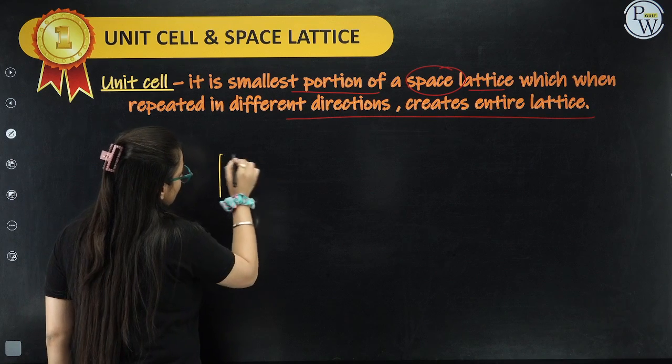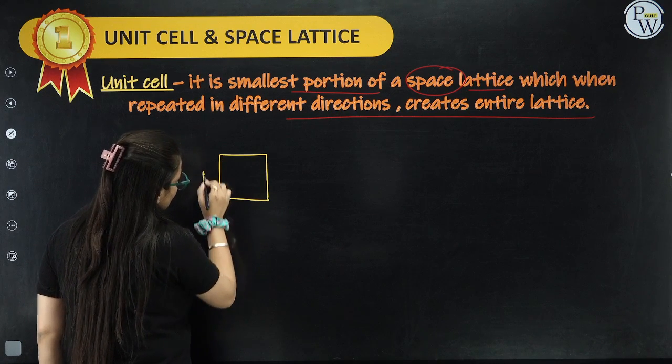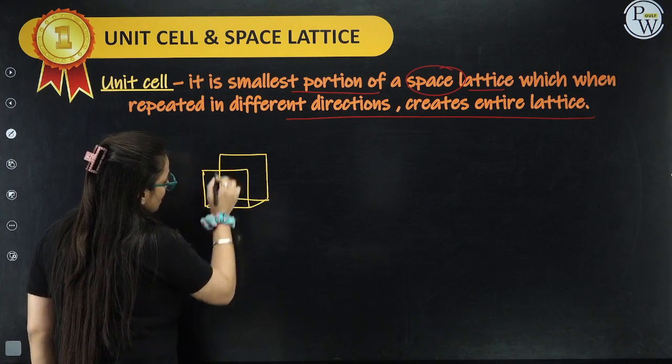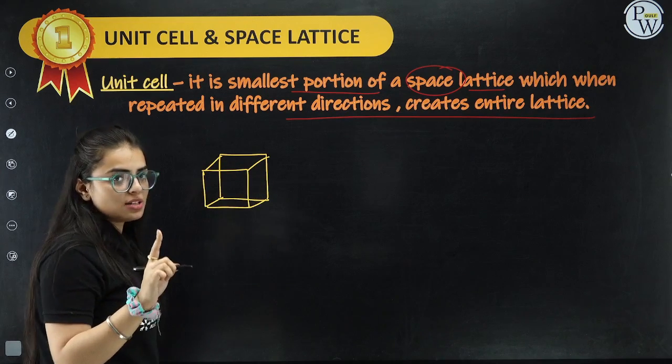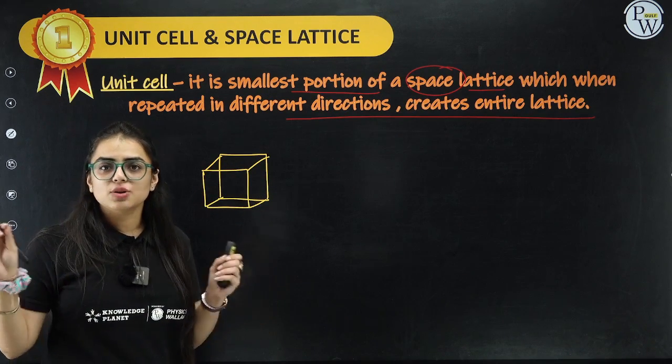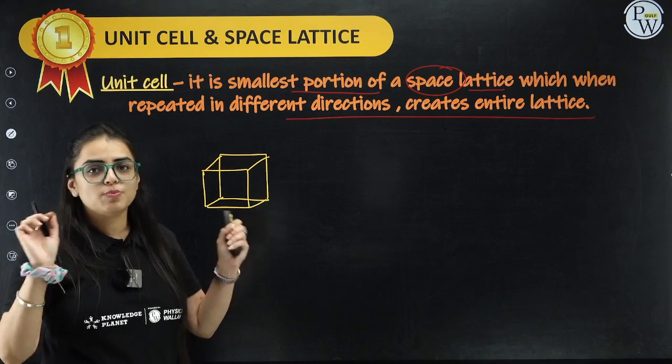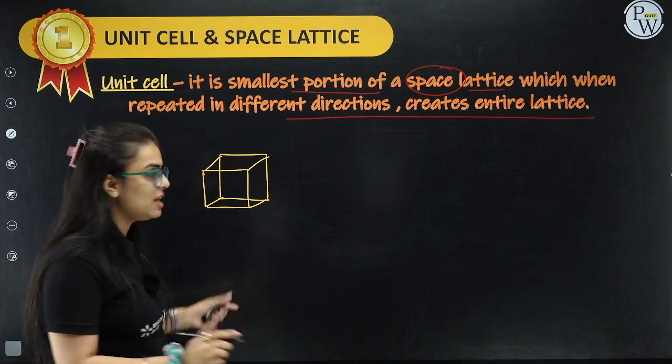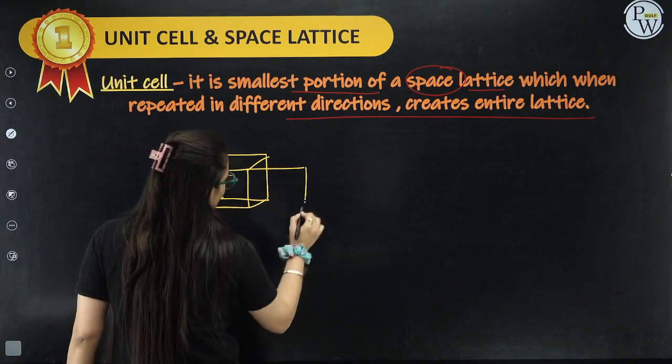Let us take a general example. For example, this is our cubic lattice. Now we have only done 3D. The first type is the cubic lattice, the one in which a equals b equals c, alpha equals beta equals gamma. This looks like this, okay? When I am repeating the structure again and again, see.